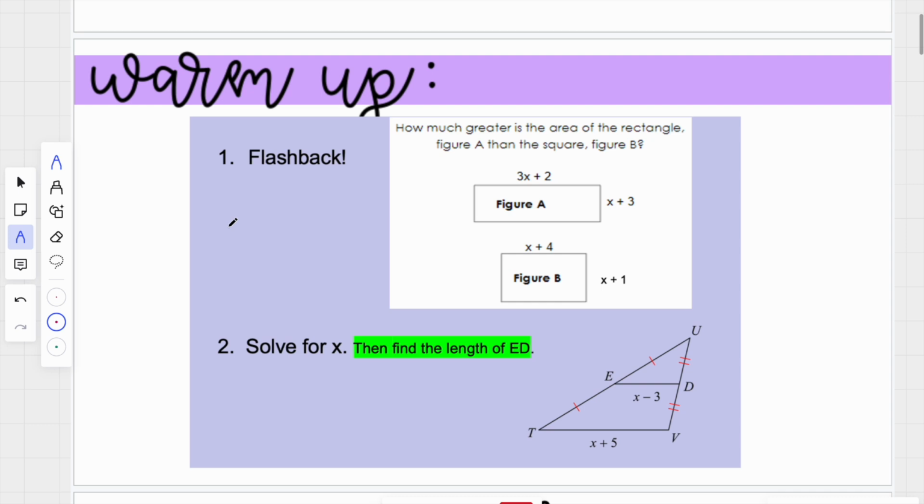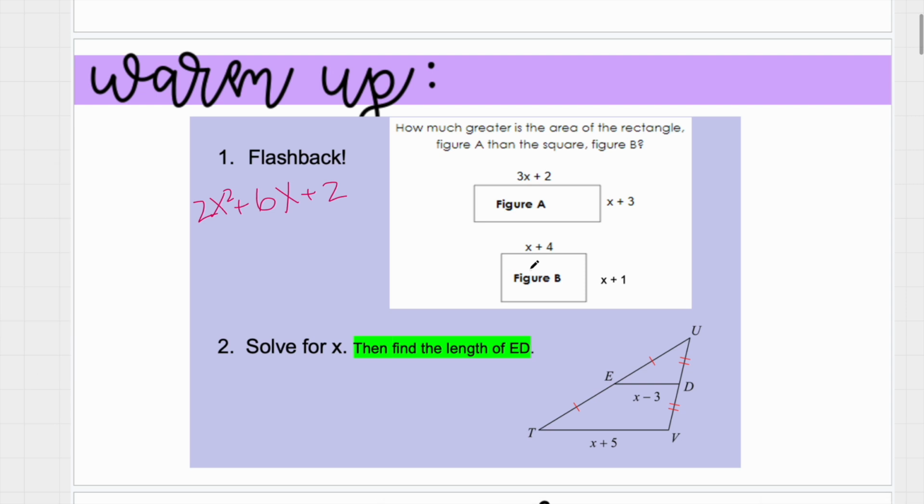All right, welcome back. You should have ended up for number 1 with 2x squared plus 6x plus 2 as your answer. You would have had to find out what this was as a trinomial and also this as a trinomial, multiplying them together and then subtracting them. You should have ended up with 2x squared plus 6x plus 2.